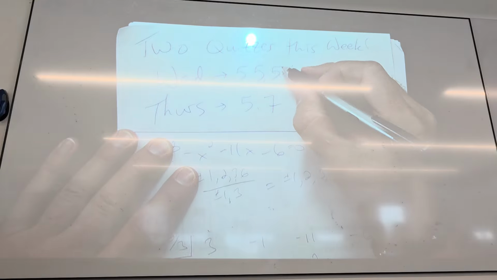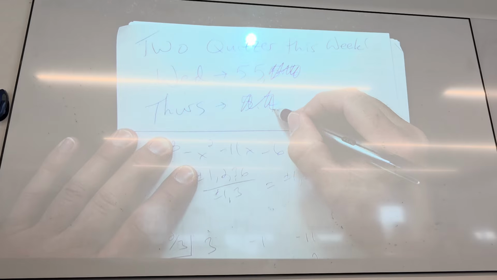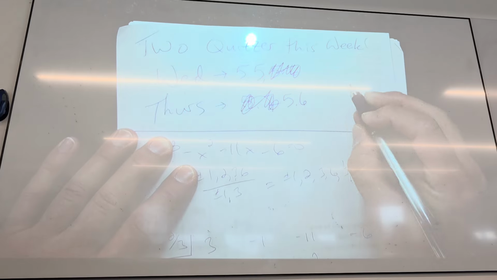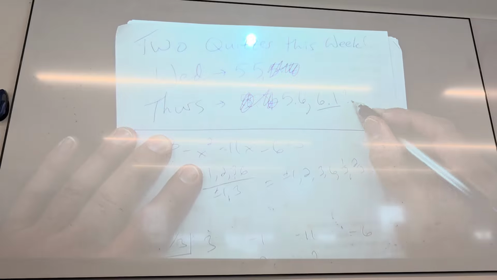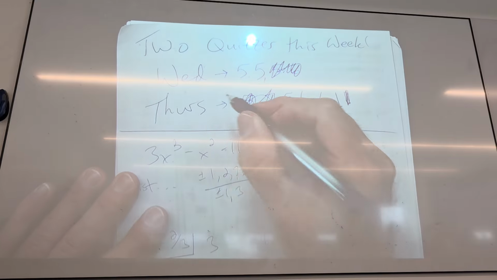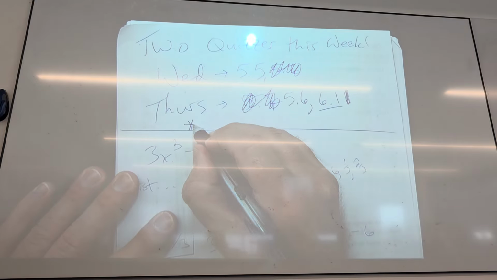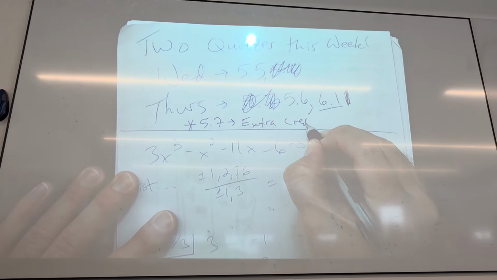Take a picture again. Only 5.5 on Wednesday. Thursday we'll do 5.6, maybe 6.1. We'll see how far we make it today. No, I'm going to say definitely 6.1, because we'll definitely finish 6.1 tomorrow. There, that's okay. Everybody get that? Thank you. In my head, I had 5.7 as 5.6. And then here's the thing I think everybody's going to like: 5.7 extra credit. So take another picture, I'm sorry.